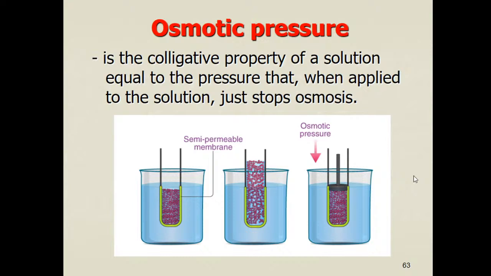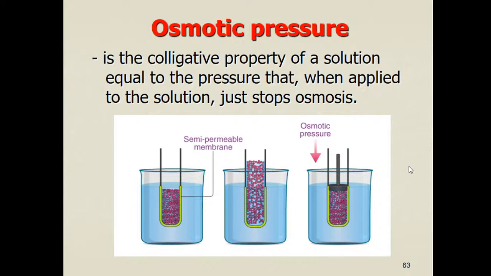Now we can say what osmotic pressure is. It's a colligative property of a solution, equal to the pressure that, when applied to the solution, stops the osmosis. So due to osmosis, volume is changed. If we apply pressure to stop this diffusion through the membrane, to keep the level of the liquid the same as it was before the process started to happen. This value of osmotic pressure is the pi value.